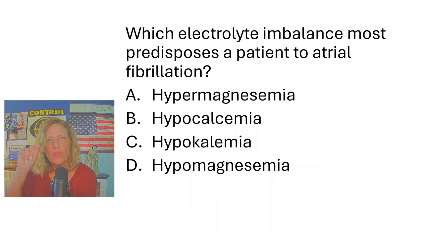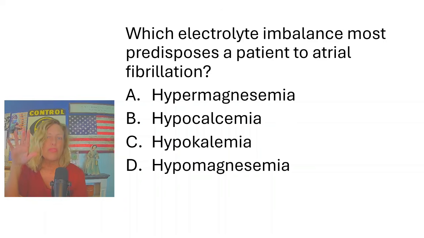Heart rate always goes in the opposite direction of the electrolyte imbalance. Heart rate always goes in the opposite direction of the electrolyte imbalance. So if the potassium goes down, heart rate goes up. If potassium goes up, heart rate goes down. If the calcium goes down, heart rate goes up. If calcium goes up, heart rate goes down. If magnesium goes down, heart rate goes up. If magnesium goes up, heart rate goes down.